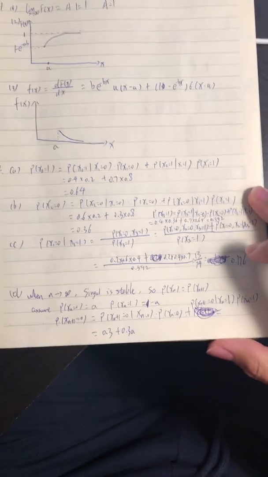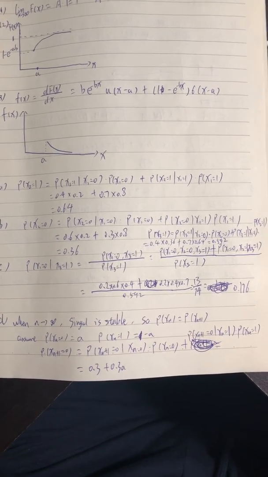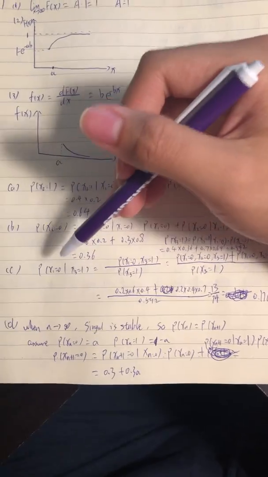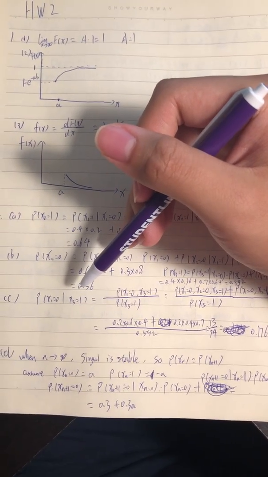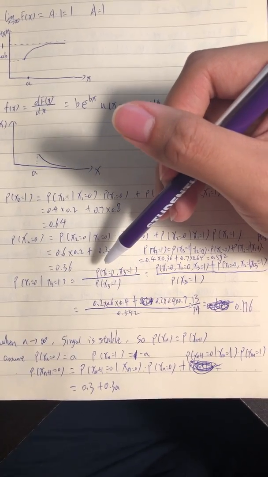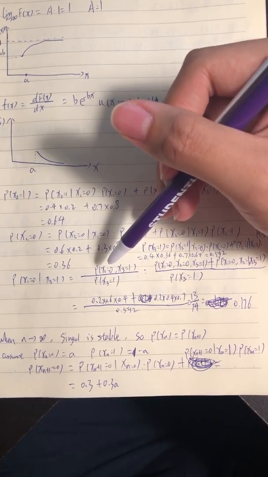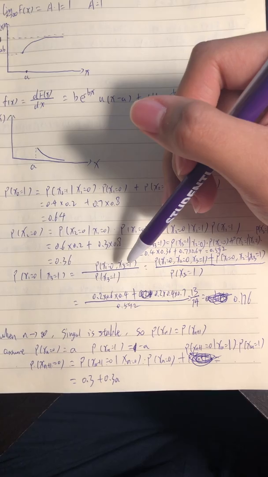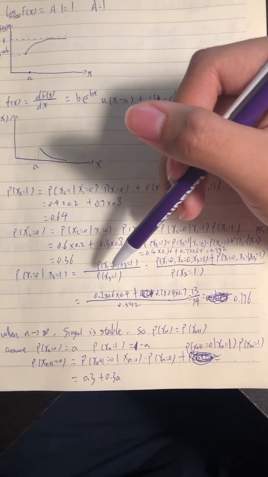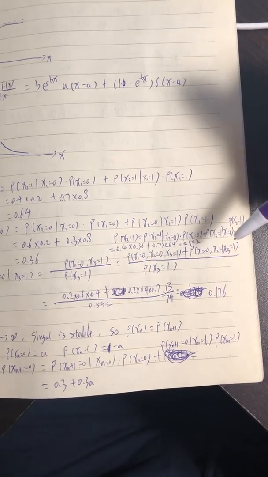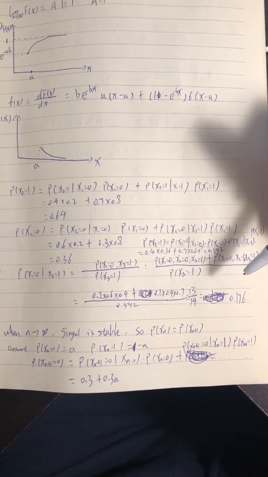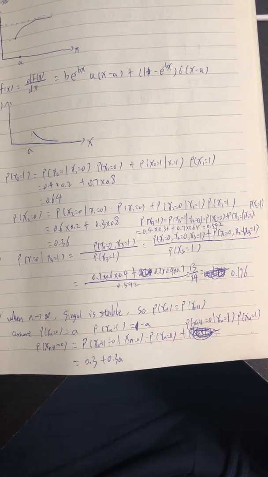So question C is to find the probability of x1 equals 0, assuming x3 equals 1. It equals the probability of x1 equals 0 and x3 equals 1, divided by the probability of x3 equals 1, and then the final result is 0.176.